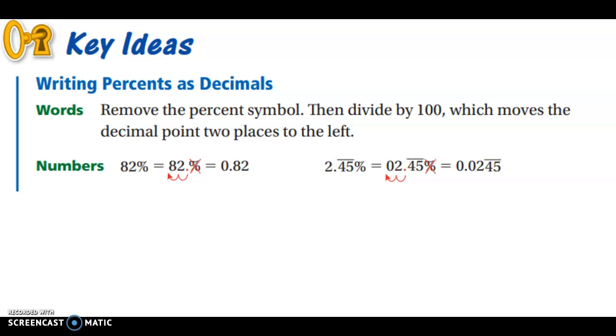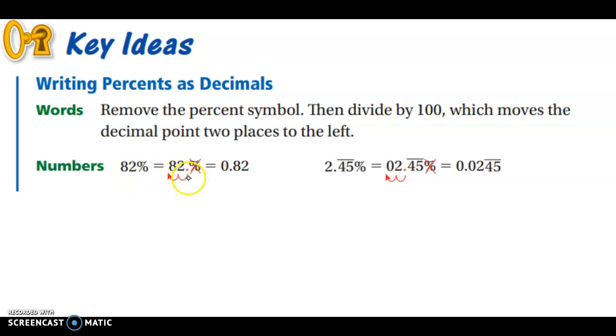All right, welcome to Percents and Decimals. This is the first one in your packet for chapter 6.1. So we're basically going to learn how to change percents to decimals and decimals to percents. So it's a pretty easy lesson.